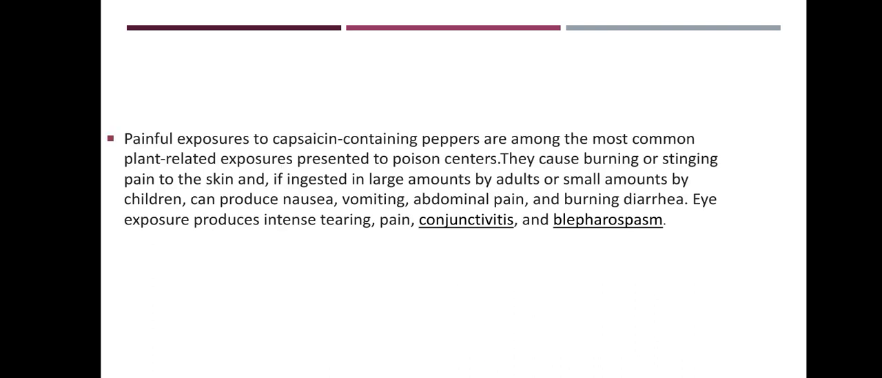Painful exposures to capsaicin containing peppers are among the most common plant related exposures presented to poison centers. They cause burning or stinging pain to the skin, and if ingested in large amounts by adults or small amounts by children can produce nausea, vomiting, abdominal pain, and burning diarrhea. Eye exposure produces intense tearing pain, conjunctivitis, and blepharospasm.